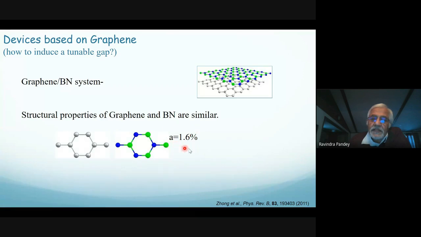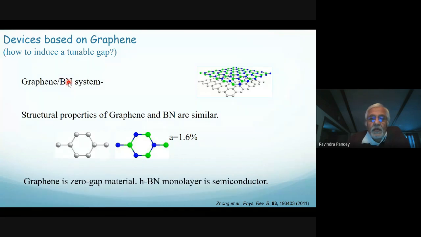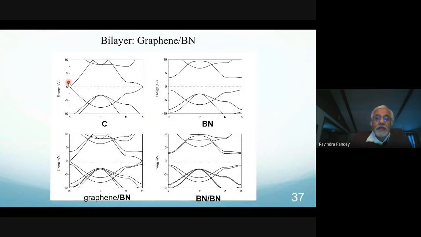There's a very small lattice mismatch, but as we know, graphene is zero gap, whereas a boron nitride monolayer is a semiconductor or insulating material, with about a 4 eV gap. So the expectation is that bringing these two systems together will induce a different electronic distribution in the graphene lattice, which causes the opening of the gap. So we thought, okay, let's do some calculations.